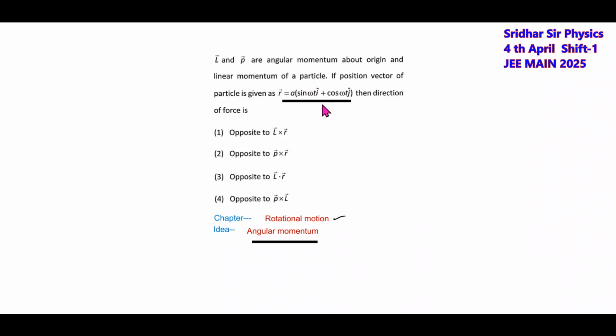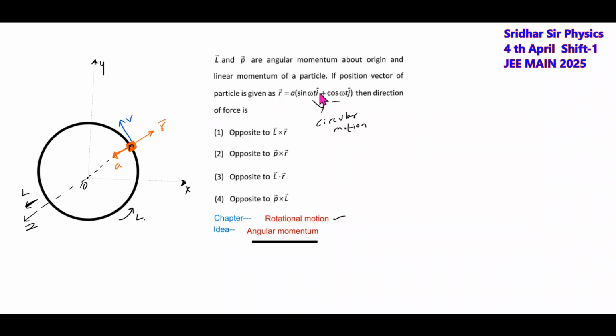Now what does this position vector represent? It represents circular motion. About the origin, it's moving in a circular path. Look at this equation: it represents the circular motion of the particle. The particle is moving in a circular path, and then it moves with a constant speed.